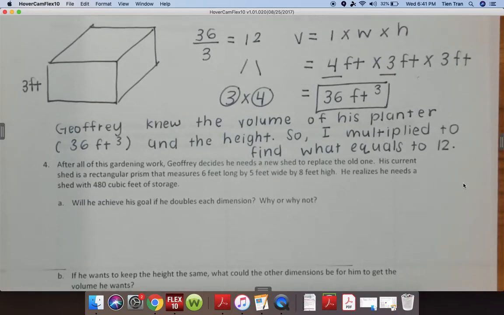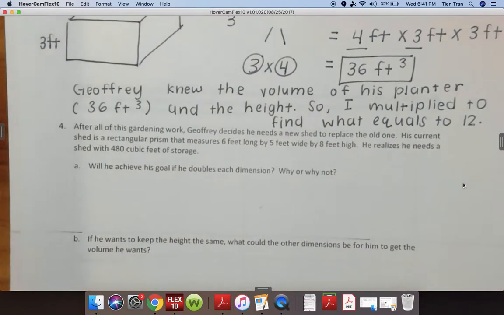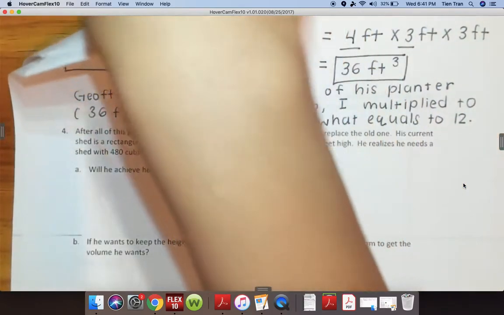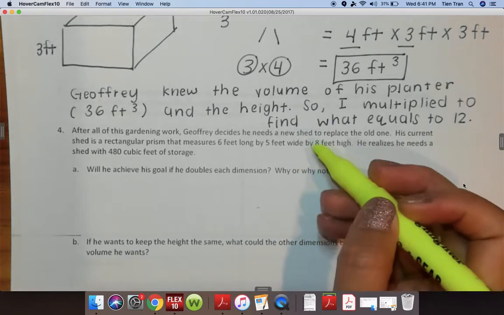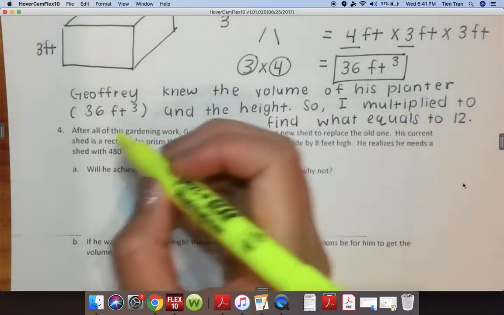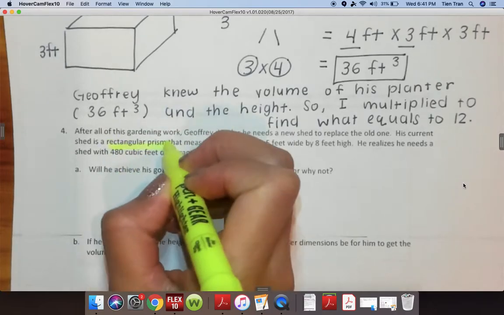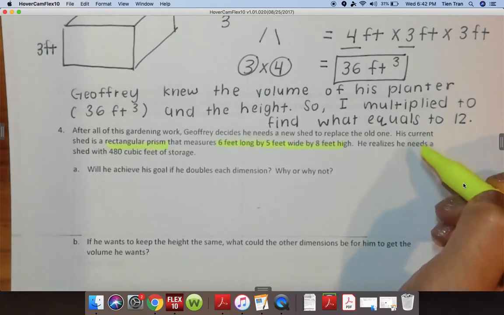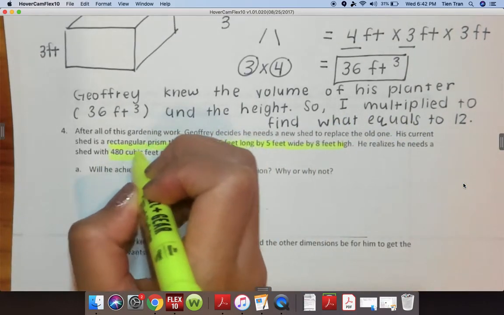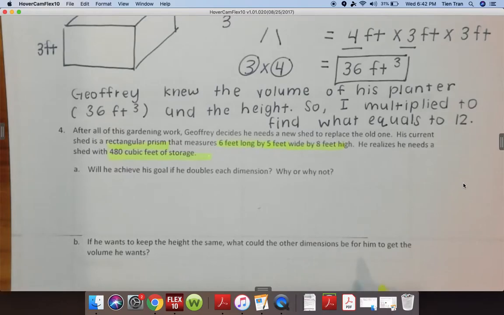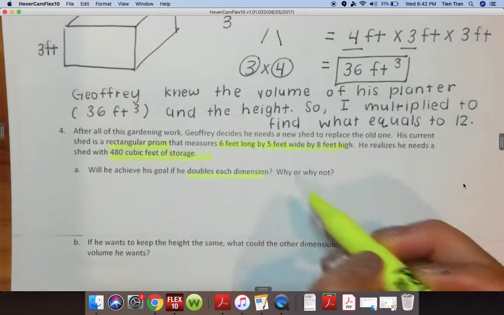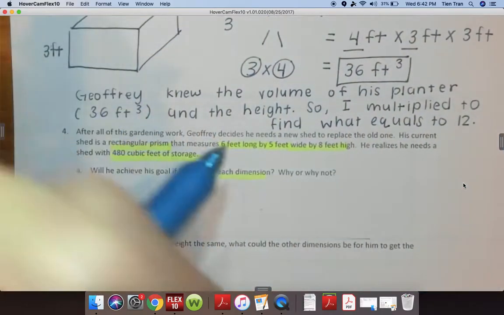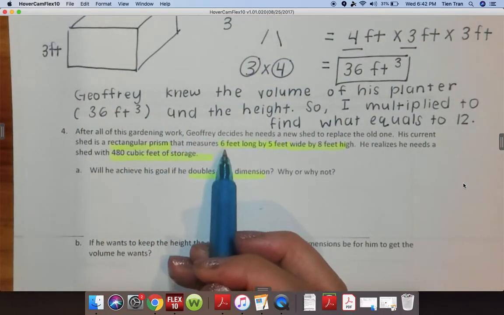Problem 4. After all of his gardening work, Jeffrey decides he needs a new shed to replace the old one. His current shed is a rectangular prism that measures 6 feet long by 5 feet wide by 8 feet high. He realizes he needs a shed with 480 cubic feet of storage. Will he achieve his goal if he doubles each dimension? Why or why not? So I know that his shed right now is not big enough, right?